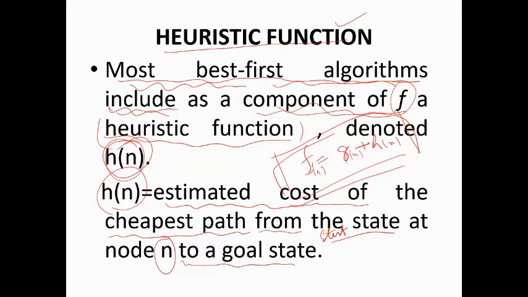Let's say the function for the state n is f(n), and it is equal to g(n), the path function, remember the path function, plus h(n), the heuristic function. The heuristic function h(n) is the estimated cost of the cheapest path from the state n to the goal state. I will explain later.